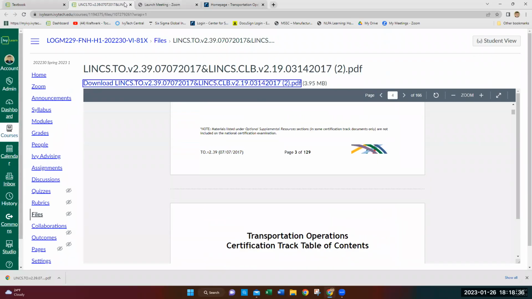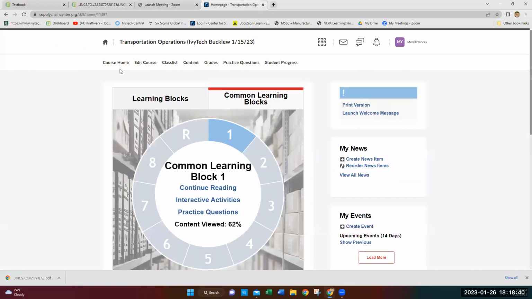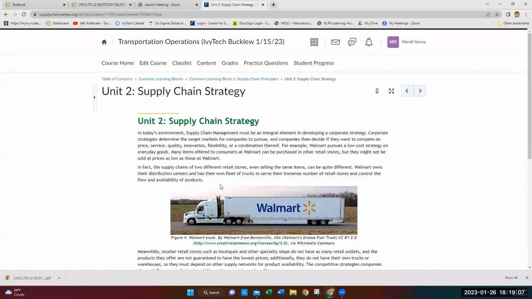So we're going to go out to SC Pro, and the link to it is supplychaincenter.org. We'll bring you out to it. And the common learning blocks, we're going to take a look at basically the overview of them, because you'll have to come out here and go through this to get credit for it, to get to the quiz.